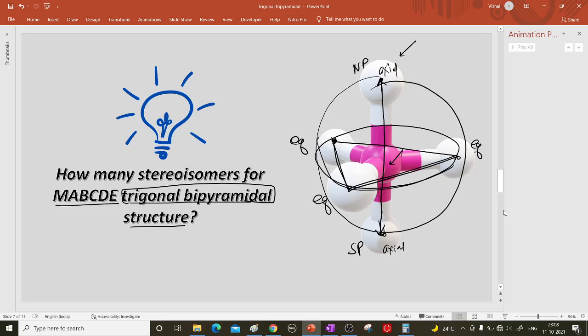So once you understand this geometry and you understand that it's not completely symmetric, there are axial positions and equatorial positions, then you are ready to dive into this question. How many stereoisomers for MABCDE? What do I mean by MABCDE? It's like your central atom is M, and you have these 5 different attachments A, B, C, D, E to the central atom in trigonal bipyramidal geometry, and you have to decide how many stereoisomers are possible.